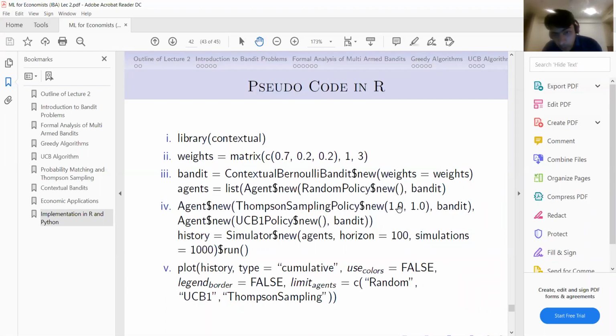This Thompson sampling with 1 and 1, these are the alpha and beta, which are the hyperparameters. So this is not a contextual bandit. This is just a non-contextual bandit.